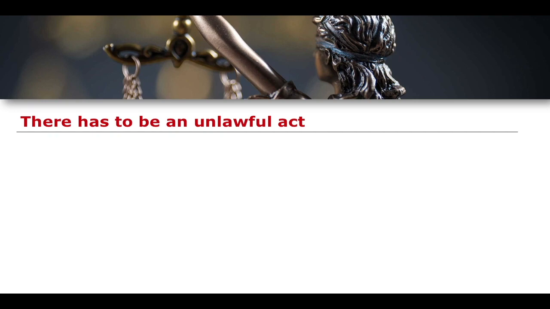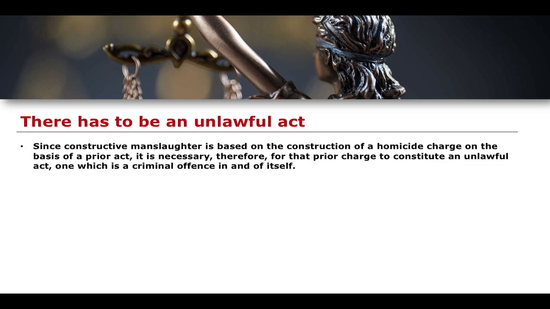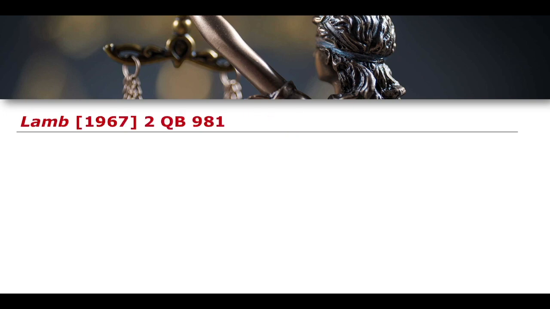The first thing is, given the name and given the fact that you construct the manslaughter charge on the basis of a prior unlawful act, there therefore has to be an unlawful act. So it is a construction offence. You construct it on the basis of a prior act, and therefore come to the conclusion of a homicide charge as a result of which. It is therefore necessary that there must be a prior charge to constitute an unlawful act, one which is a criminal offence in and of itself.